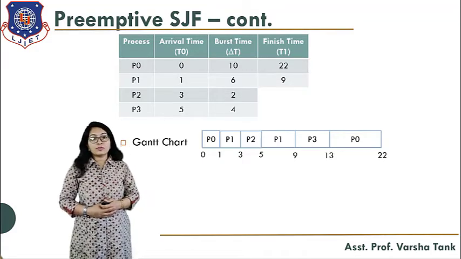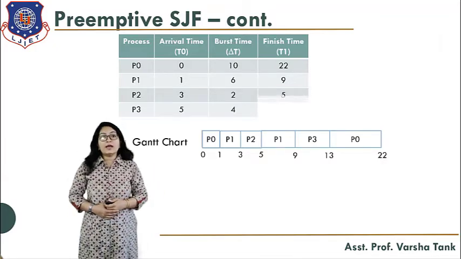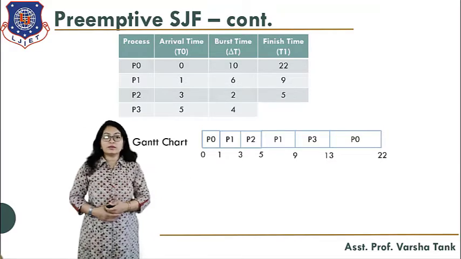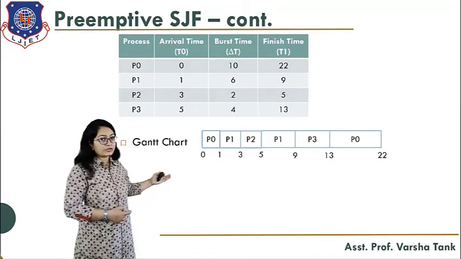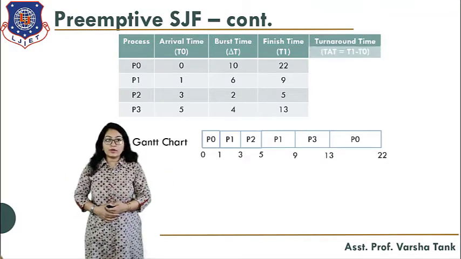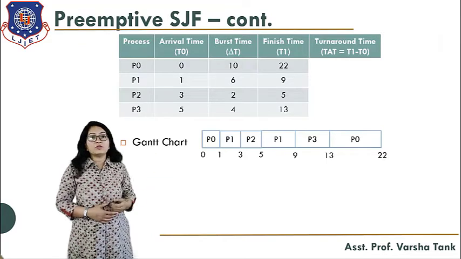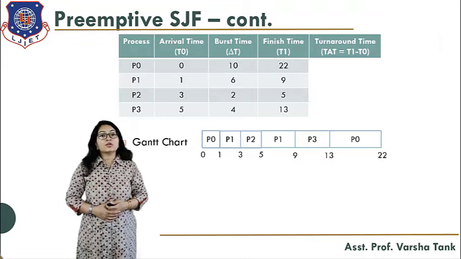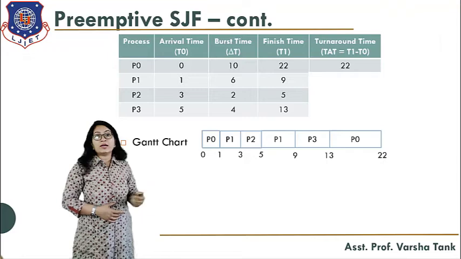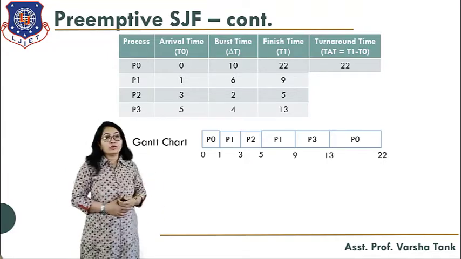Now the finish time for the process P1 is 9, and for P2 it is 5. Using the timeline chart you can write this, and for P3 it is 13. Got it? So this is the finish time. Now what you have to find out is the turnaround time for each and every process. So turnaround time is the finish time minus the arrival time. So its finish time is 22 and its arrival time is 0. So what is the total turnaround time? It is 22.